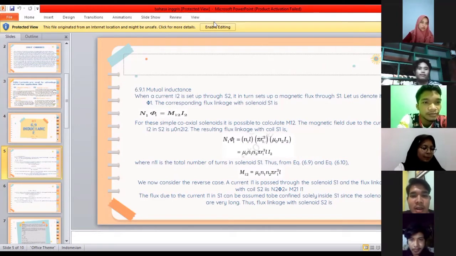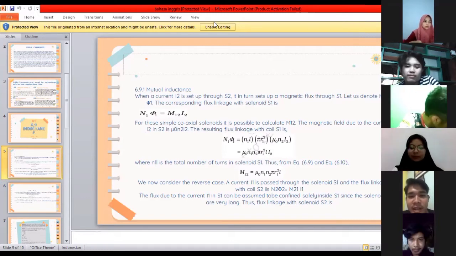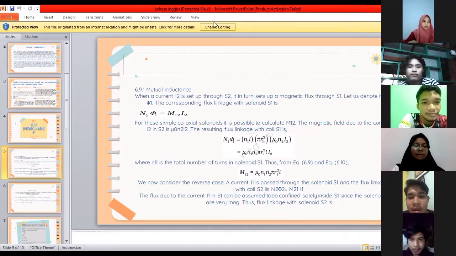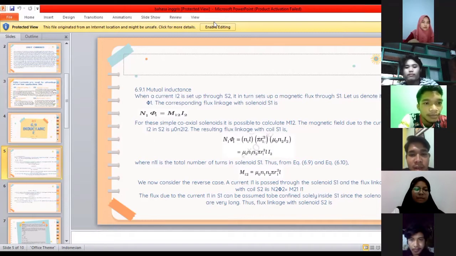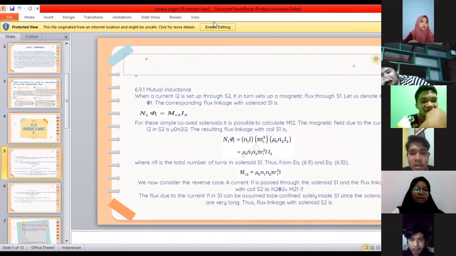Mutual inductance. When a current I2 is set up through S2, it sets up a magnetic flux through S1. Let us denote it by phi 1. The corresponding flux linked with solenoid S1 is N1 phi 1, which equals M12 I2, for two simple coaxial solenoids.